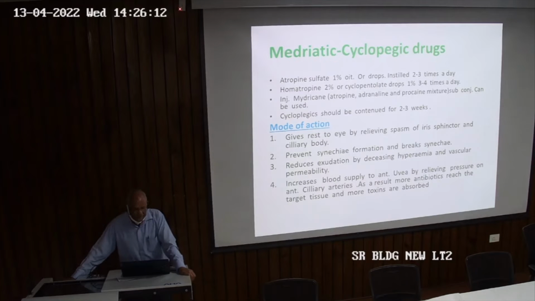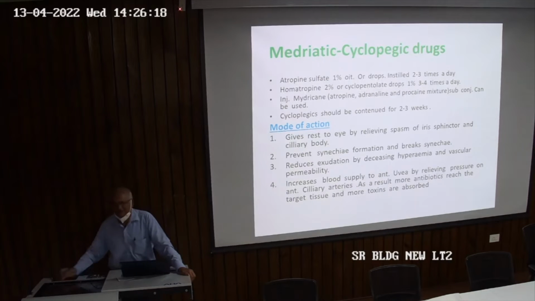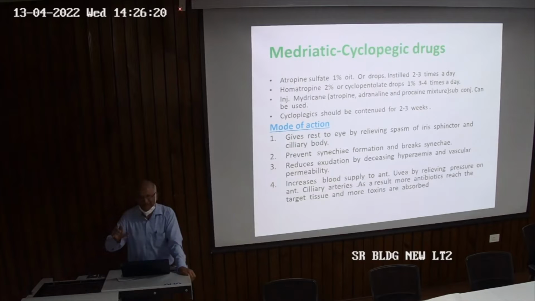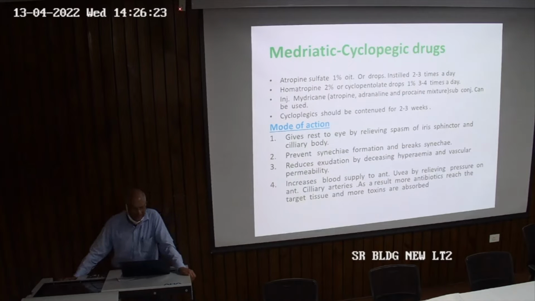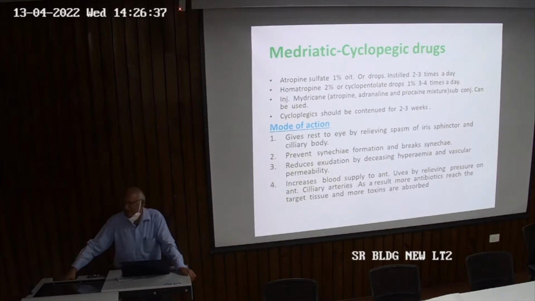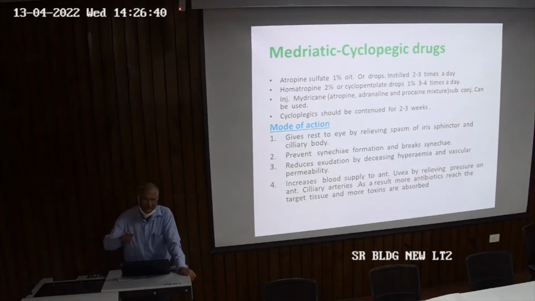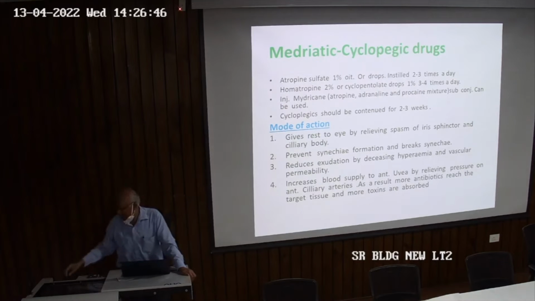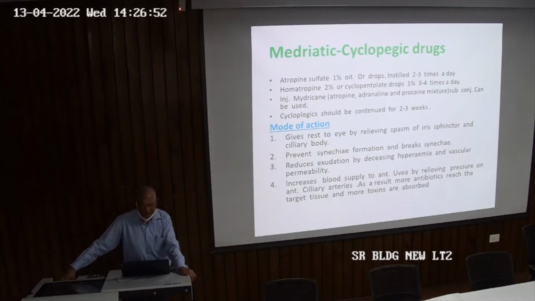One, it gives rest by relieving spasm of the ciliary sphincter and the ciliary body, and dilatation of that. So it relieves the pain and the spasm. Two, it prevents synechia formation and breaks the synechia. So it prevents synechia, or whatever synechia is formed, it breaks that. Third, it reduces the exudation by decreasing hyperemia and vascular permeability. The exudation of the cells coming into the aqueous, and the exudating membrane in the pupillary area, will be reduced by this.